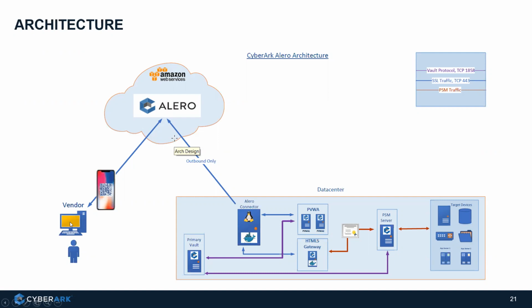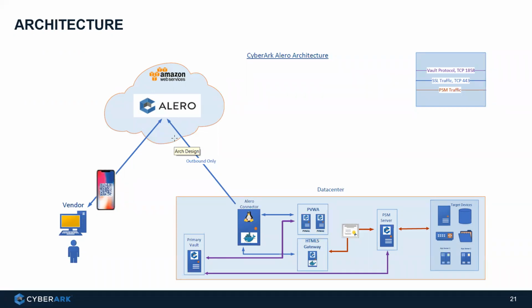From the architecture point of view, as I mentioned, Alero is in AWS. The traffic is through HTTPS. Basically, this HTTPS traffic finishes in the PVWA and in the HTML5 gateway. So in front, we need to have the Alero connector, which is establishing the session through port 443 with SSL, and inside there is also an SSH tunnel.